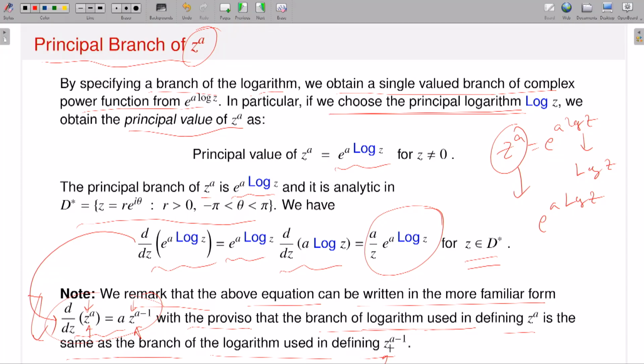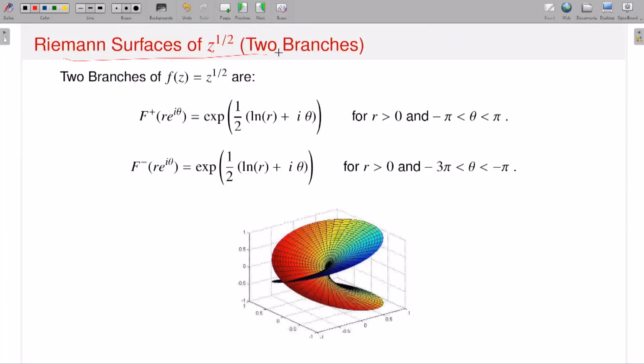So now I have a multivalued function z to the a. The principal branch is that small log replaced by capital log, and the same properties that you know in case of real analysis are also true. Okay, so this is actually Riemann surfaces, like z to the half.